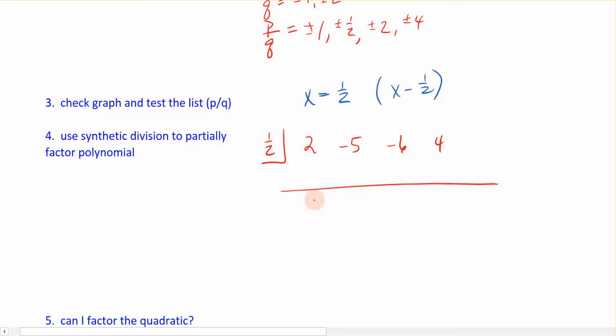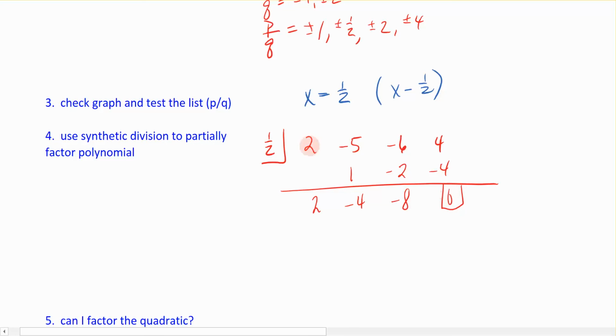So I have a 2 that I bring down. 1/2 times 2 is just 1, and I add straight down and get -4. 1/2 times -4 is a -2. Add straight down and I get -8. 1/2 times a -8 is a -4, which is what I wanted, because if 1/2 is really a root of my polynomial, I should get a 0 here.